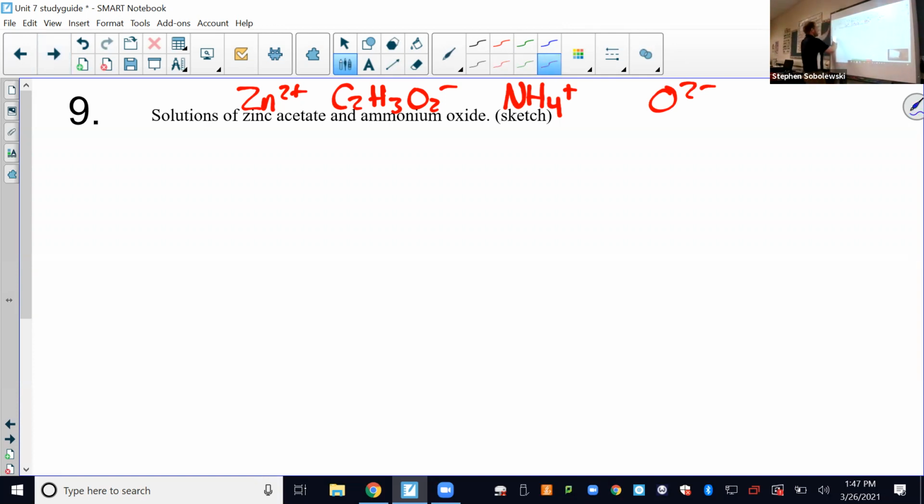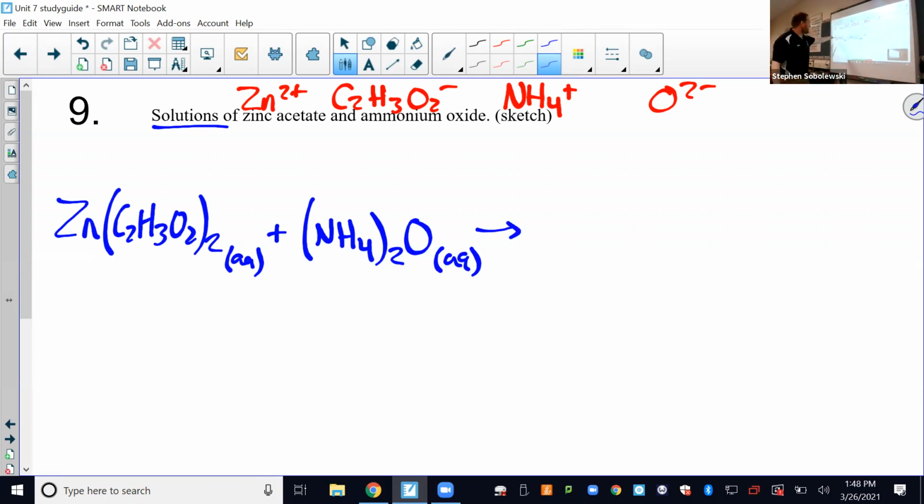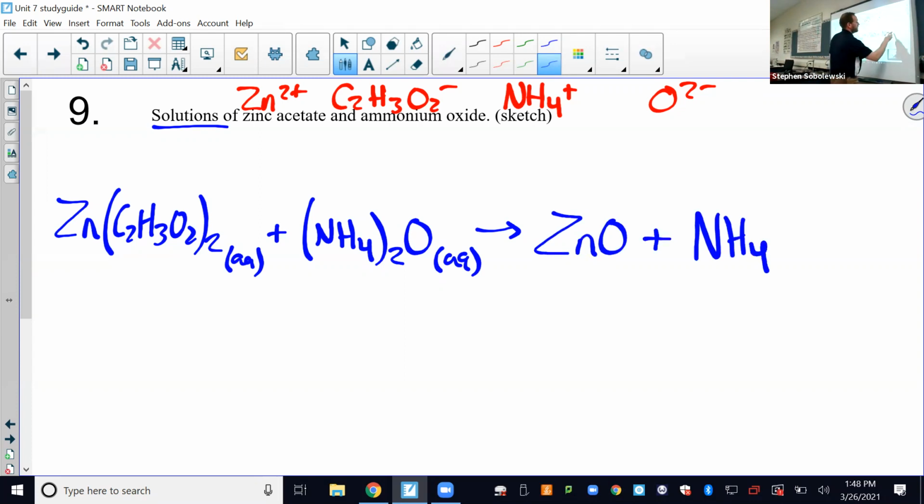So my zinc acetate is going to be Zn(C2H3O2)2, and since I say solutions of, that's aqueous. Ammonium oxide, 2 ammonium, so (NH4)2O, and that's a solution as well, so aqueous. All right, I'm going to go a little quicker through this. The zinc bonds with the oxide gives us ZnO. The ammonium bonds with the acetate gives us NH4C2H3O2.